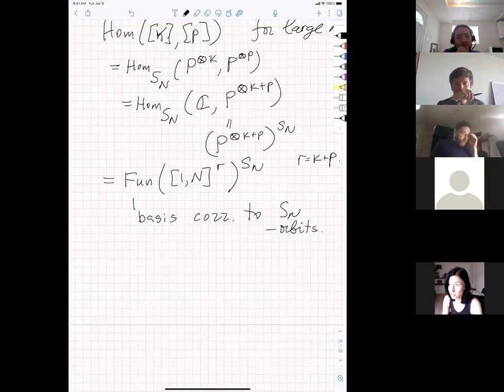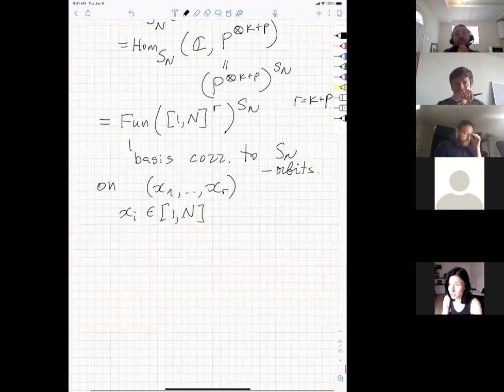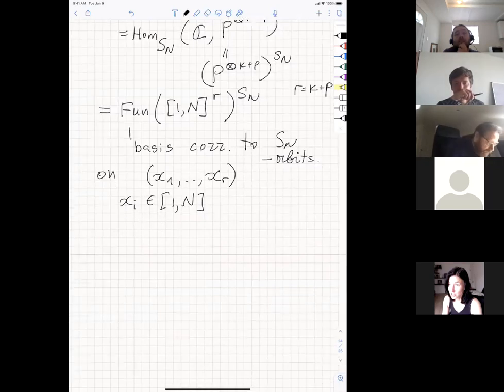And what are Sn orbits? So Sn orbits on what? On elements of the set. So they are vectors x1 through xr, where xi are elements from 1 to n, numbers from 1 to n. And what are the orbits? So let me call an orbit O. These orbits O correspond to equality patterns.